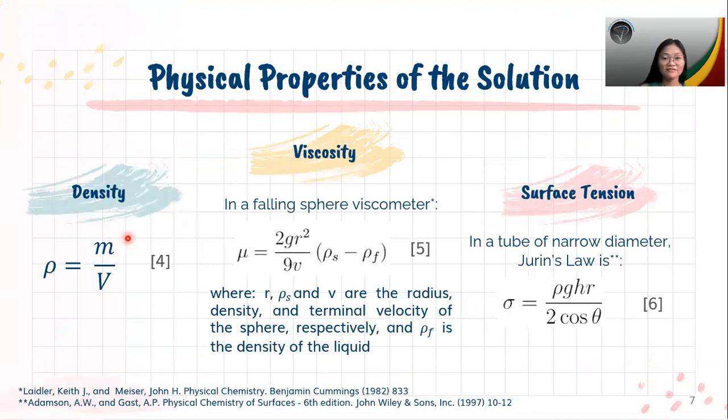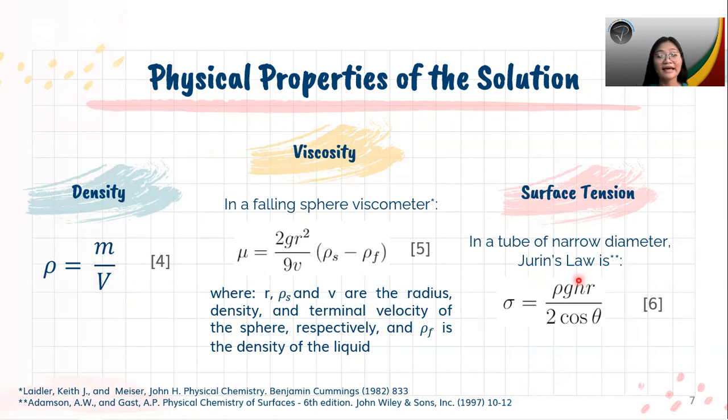Now, the density, viscosity, and surface tension are something we're very familiar with. The density of the solution is just mass per unit volume, which can be measured directly. The viscosity can be measured by dropping a sphere in a column of the liquid and waiting for it to reach terminal velocity. Terminal velocity is achieved when the gravitational forces and the drag caused by the viscosity of the liquid are balanced. And then surface tension is given by a rearrangement of Jurin's law.